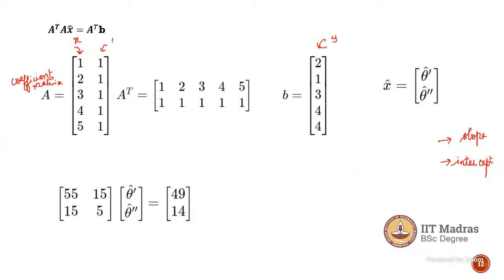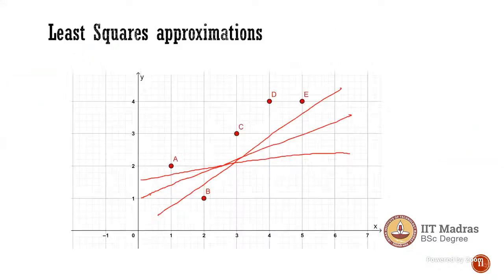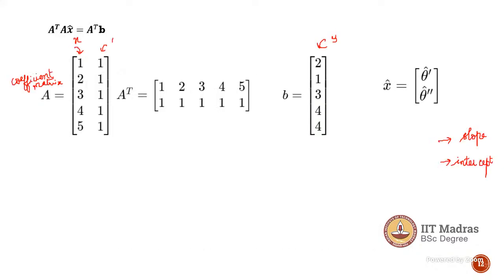Could you please once again explain the matrix A? How did we get that? Yes. So this matrix is a coefficient matrix. The coefficient matrix is for this slope and intercept. That is our solution here.